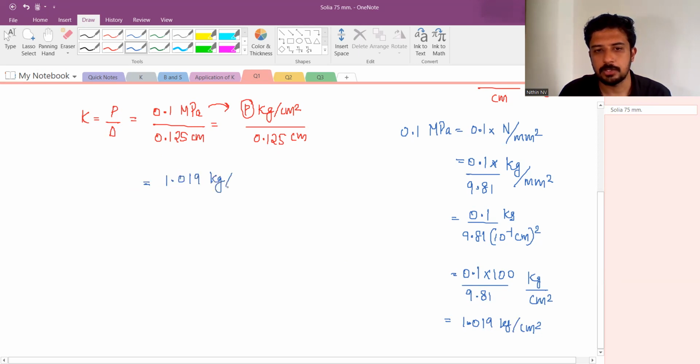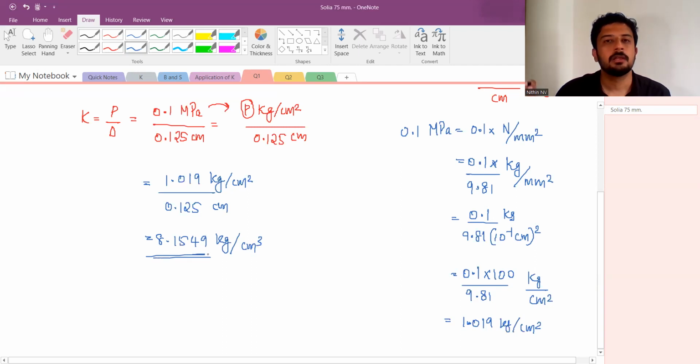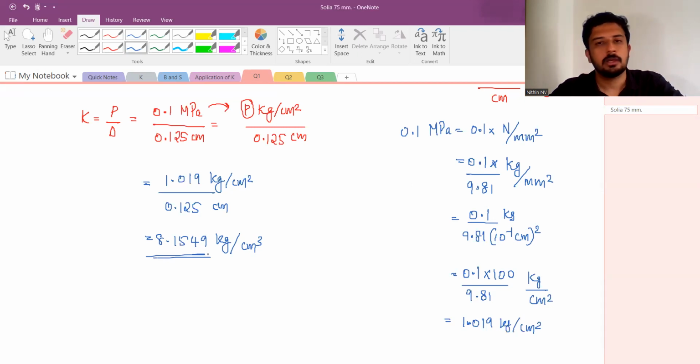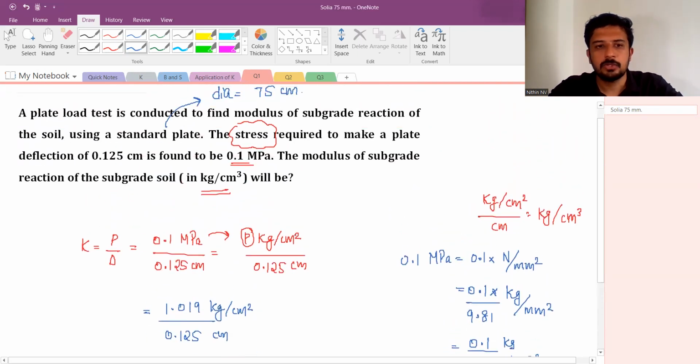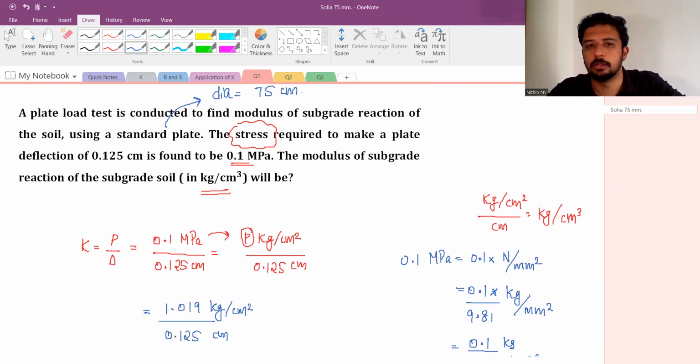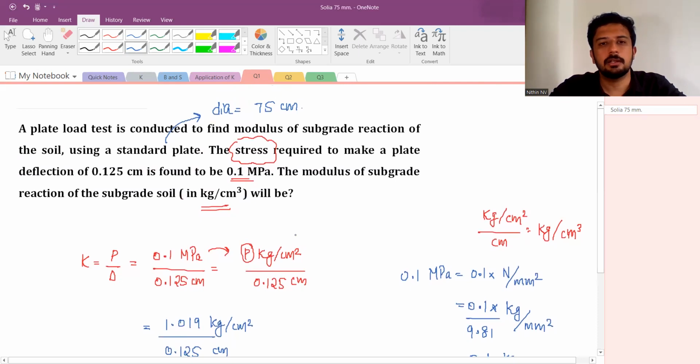1.019 kg per centimeter square divided by 0.125 centimeter. The obtained value, which is 8.1549, is going to be in the required unit, kg per centimeter cube. So approximately 8.15 will be our final answer. Understood, guys? So this is how we are going to do it. Properly check in which unit they are giving and what they are giving, whether stress or load. And also whether the standard diameter plate they have used or not. These are the things that we need to check.